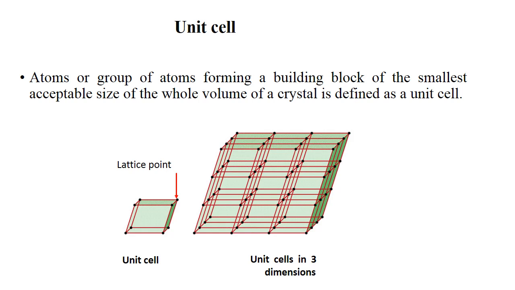The smallest volume of a crystal showing all characteristics of its lattice. By stacking identical unit cells, the entire lattice can be constructed. Actually, the lattice points are located at the corners of the unit cell and in some cases at either the faces or the center of the unit cell.